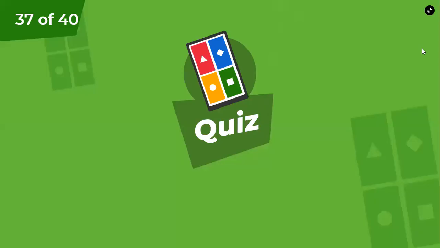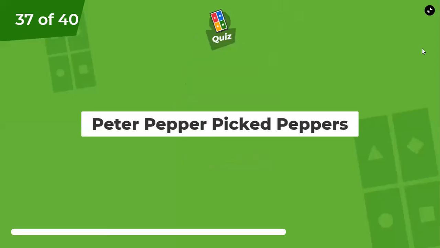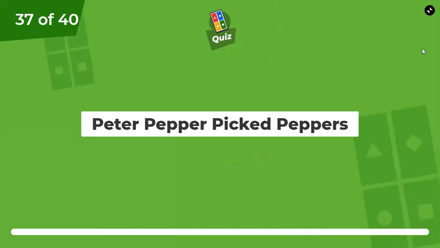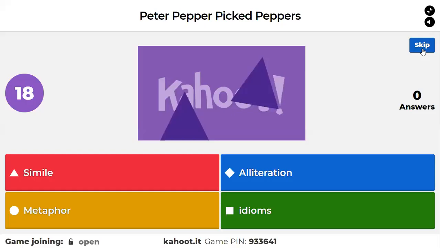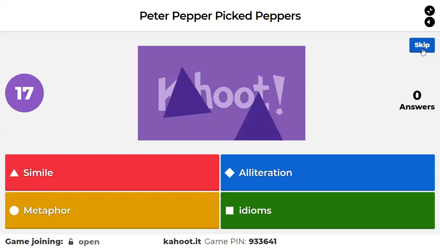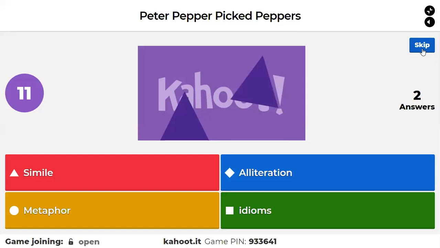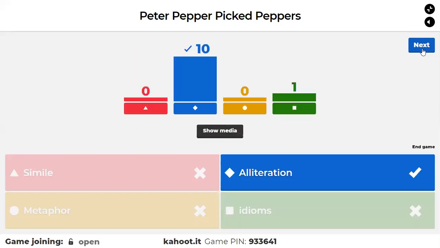Okay. Peter Pepper picked peppers. Is that red, a simile, blue, alliteration, yellow, a metaphor, or green, an idiom? Yes, that's alliteration.